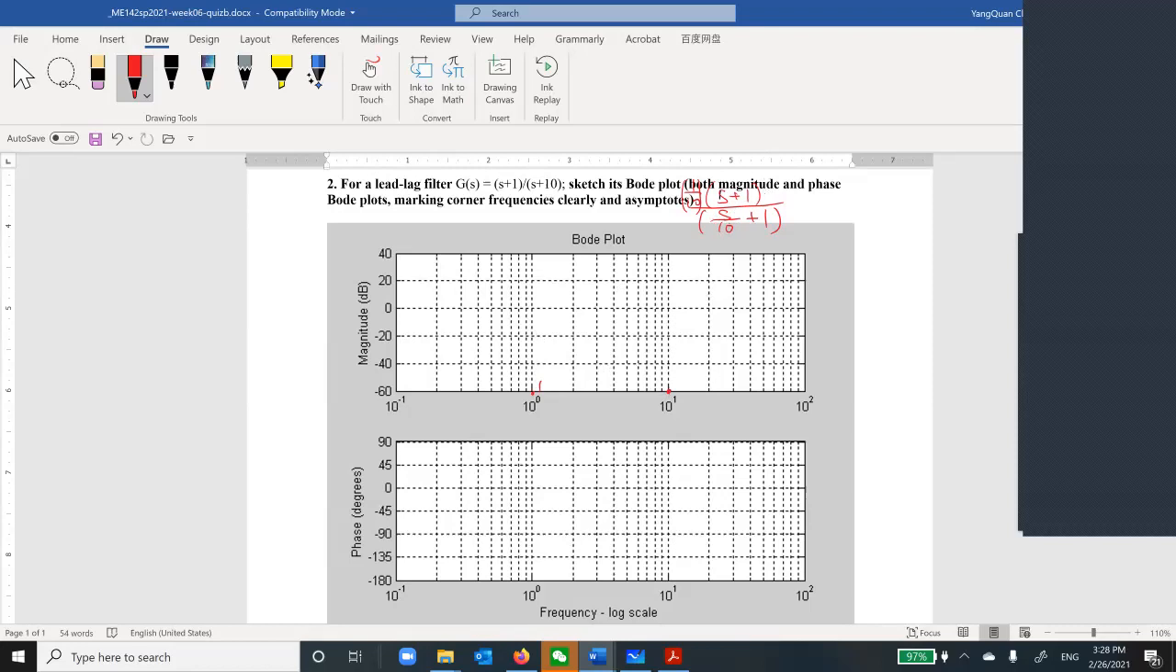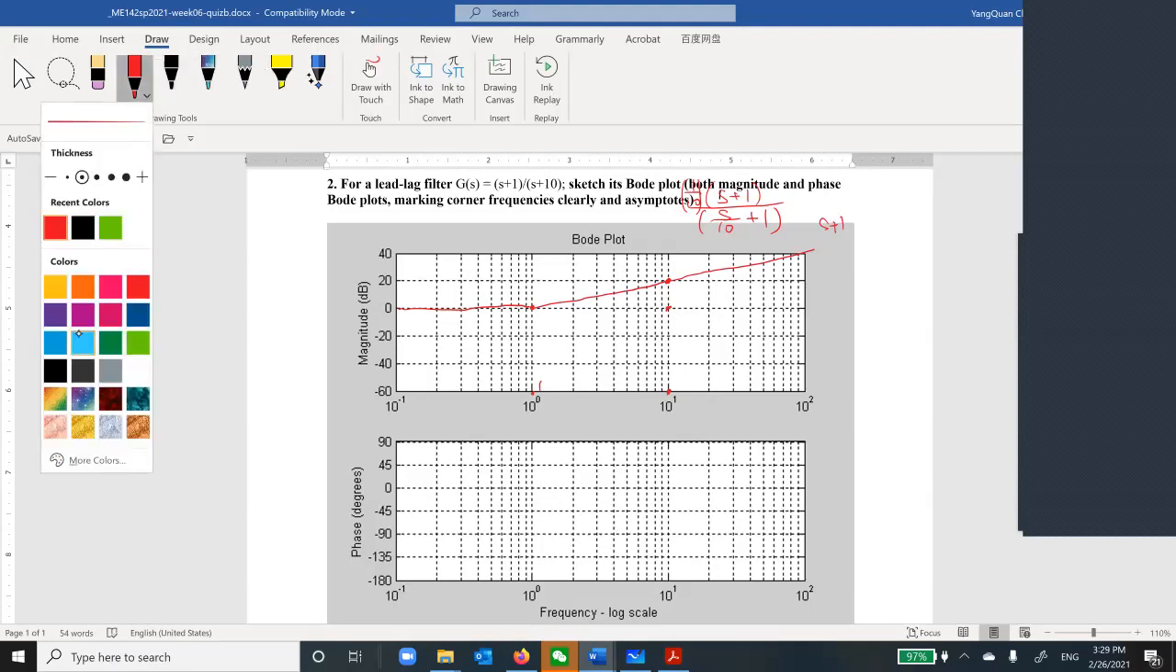So if I do S plus 1, what is S plus 1? Okay, so this is my 1. Then I need to go up. So how can I go up? So I'm going to check 1 decade is here. I need to go up 20 dB positive. So then I connect this line, and this is going up. So this is for S plus 1.